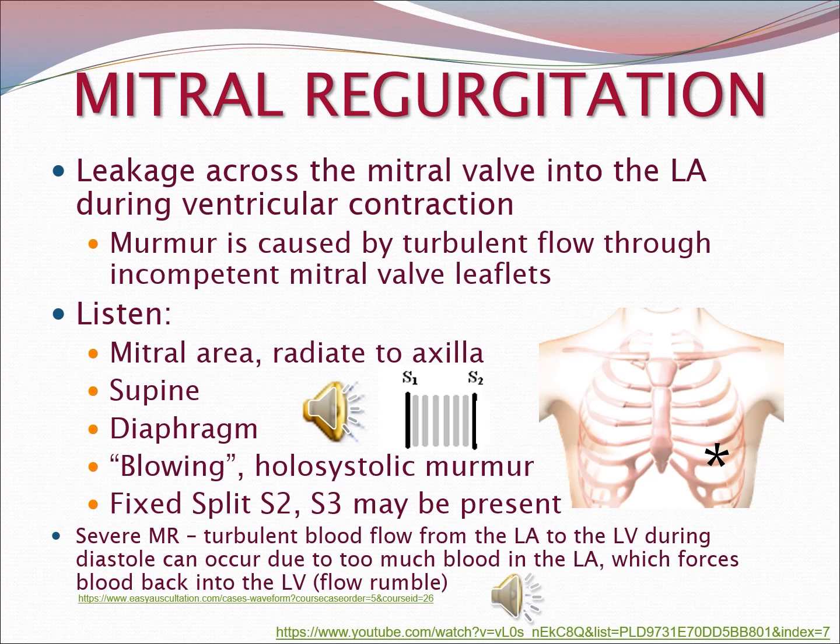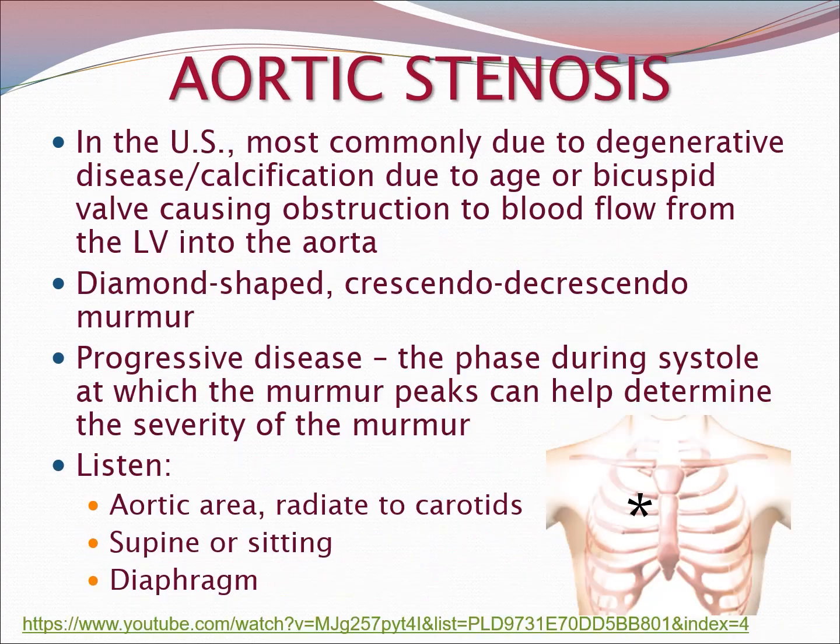Aortic stenosis is also a systolic murmur, and in the U.S., it's most commonly due to degenerative disease, calcification due to age, or a bicuspid valve, a two-leaflet valve, causing obstruction to blood flow from the left ventricle into the aorta. It is a diamond-shaped crescendo-decrescendo murmur.